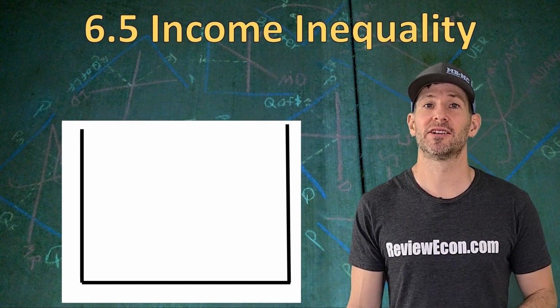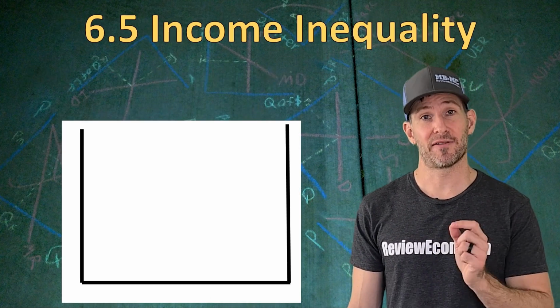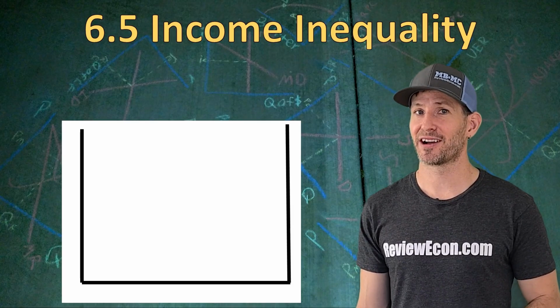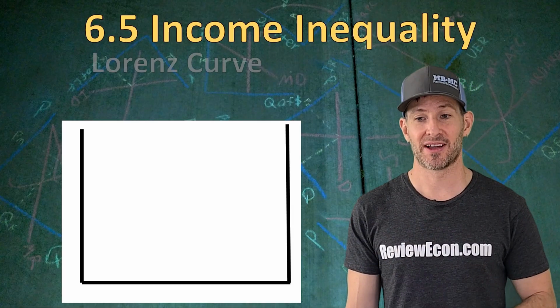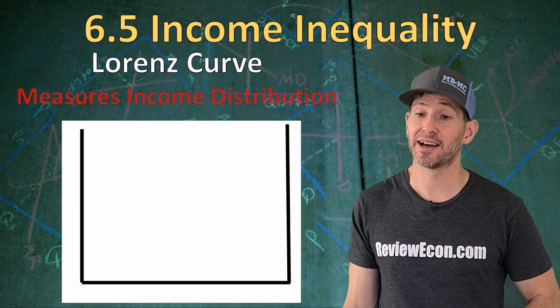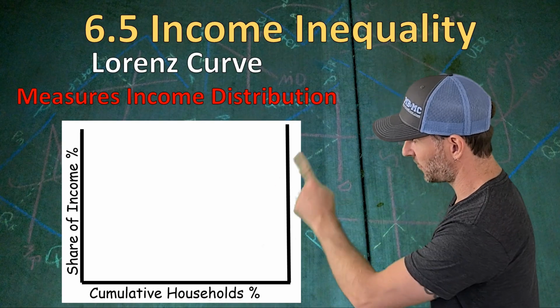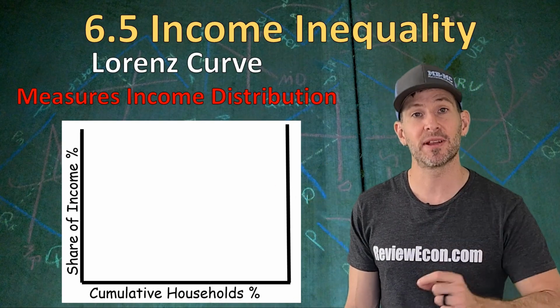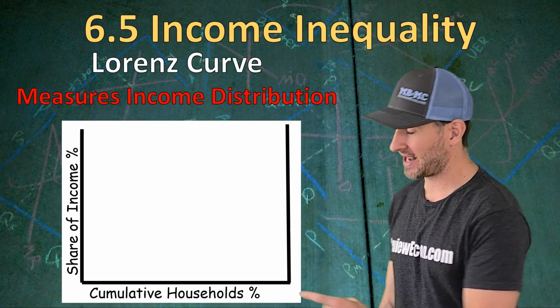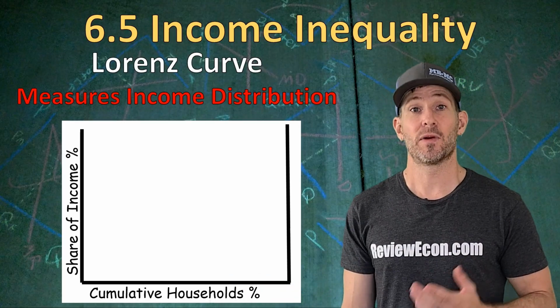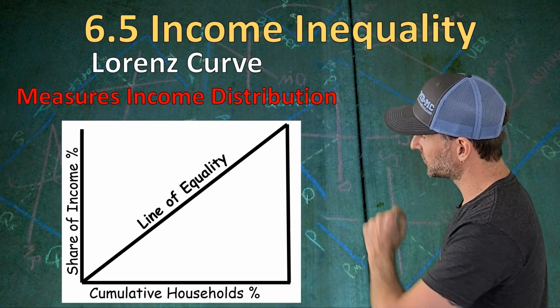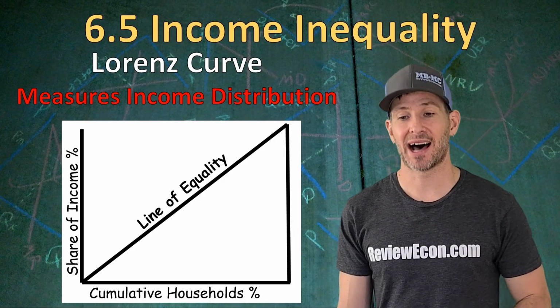The last topic we're going to look at is income inequality. We have one more graph in this microeconomics class, and it's called the Lorenz curve. The Lorenz curve measures income distribution. We have the share of income as a percentage on the y-axis there. We have the cumulative percentage of households down there on the x-axis. We also have a 45-degree angle line there. That is called the line of equality.